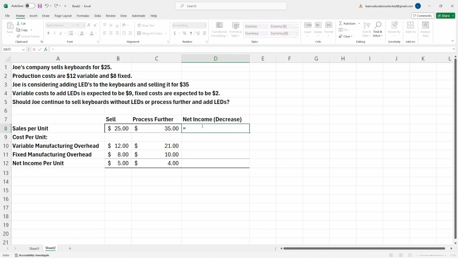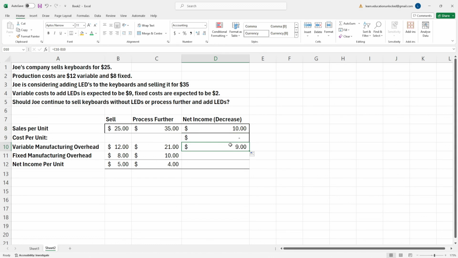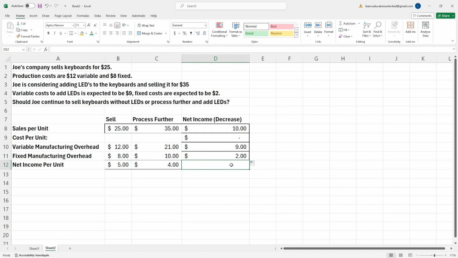So now let's look at the net income decrease or increase. Our net income does increase if we process further since we'll be increasing the selling price. If you look, I'm just doing that. So if we process further, our net income is increasing. For variable manufacturing, we have to produce $9, so we're using $9 extra per unit. And it's going to be the same for the fixed manufacturing. We're using $2 extra. And so if we go here, our net income actually decreases by $1.